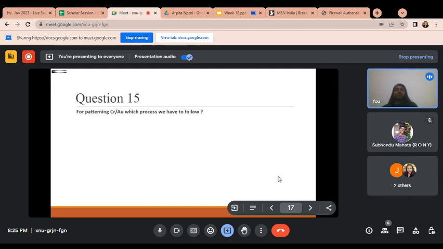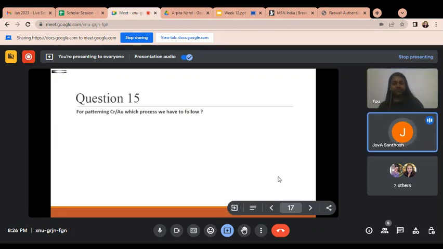Next, question number 15 is, for patterning the chromium and gold, which process do we have to follow? I think I have already discussed it, so I need the answer. How to deposit or pattern the chromium gold? Patterning means I am talking about the lithography process. Ma'am, photoresist.